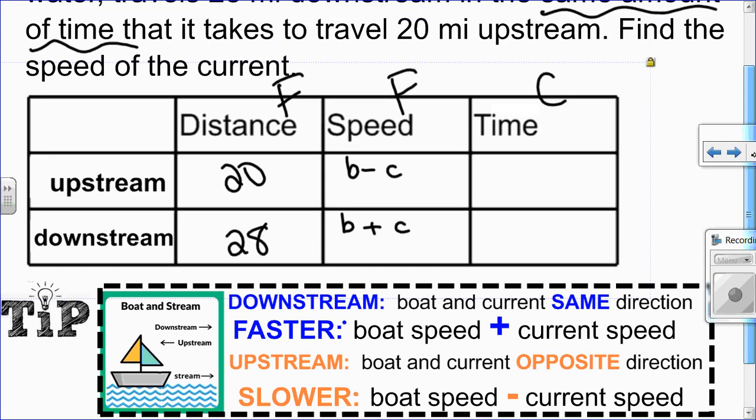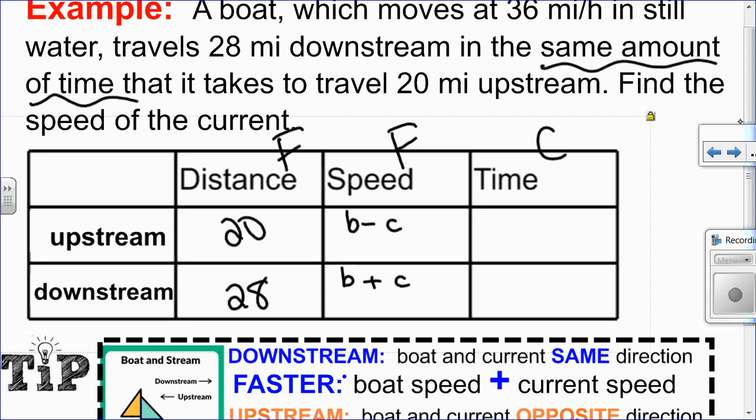So let's go up here and see, what are we trying to solve for? We're trying to solve for the speed of the current, so that's C. The boat speed is 36, so my speed is 36 minus C, 36 plus C. So I have done my fill and my fill. Now I do my calculate. Time is distance divided by speed.